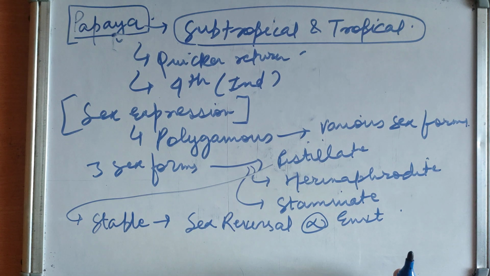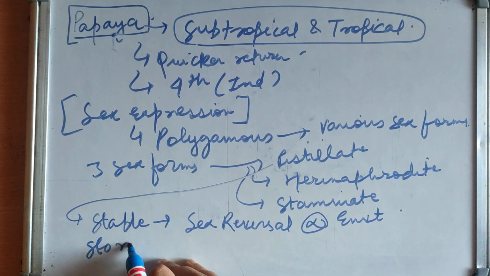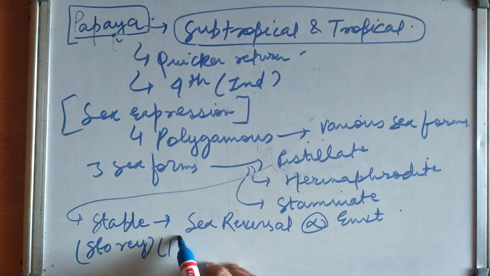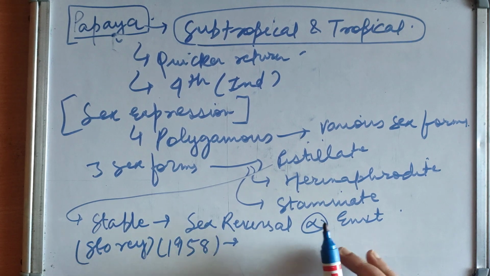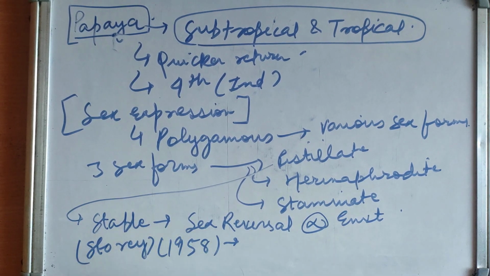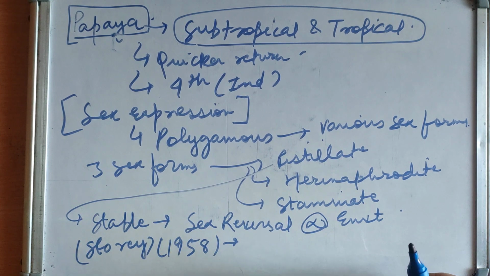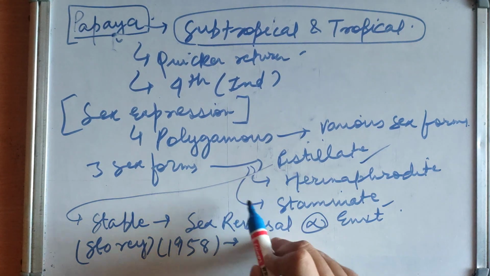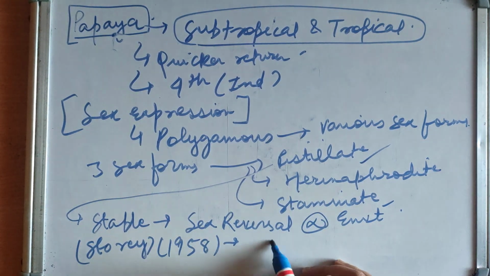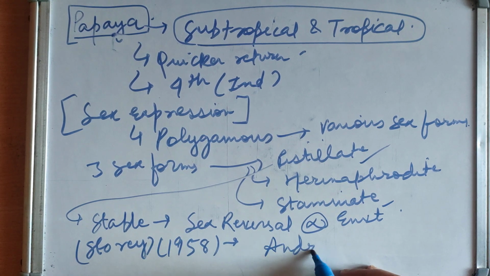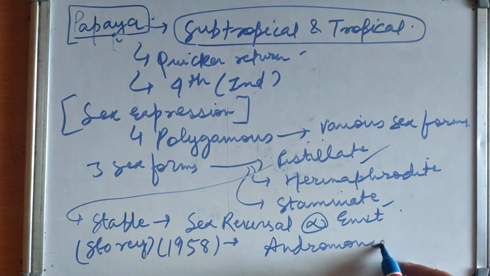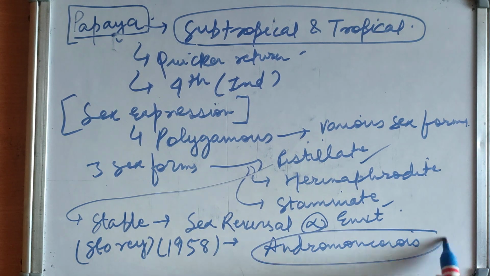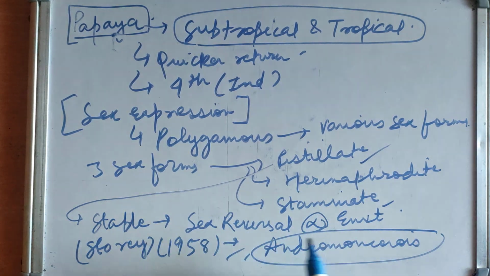According to Storey, a scientist in 1958, there are three basic forms: pistillate, staminate, and instead of hermaphrodite, he used the word andromonoecious. So he also described three forms, but instead of hermaphrodite, he used the word andromonoecious.